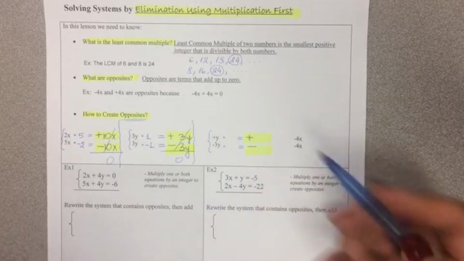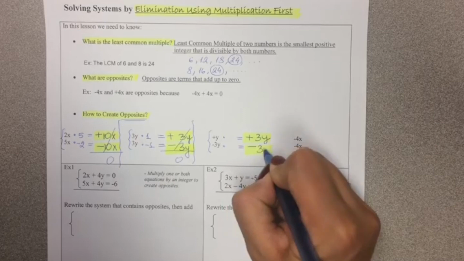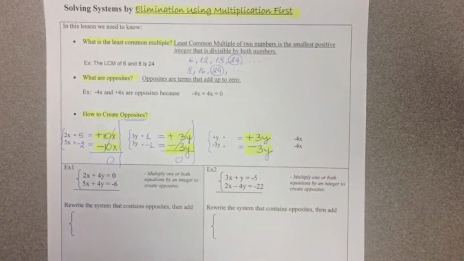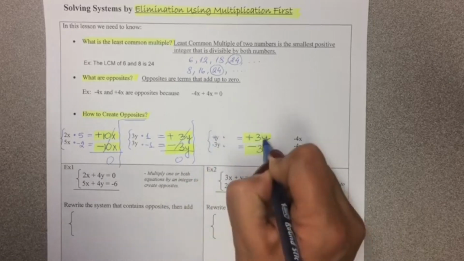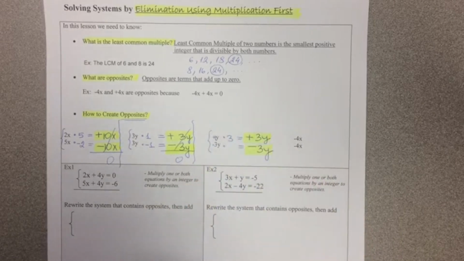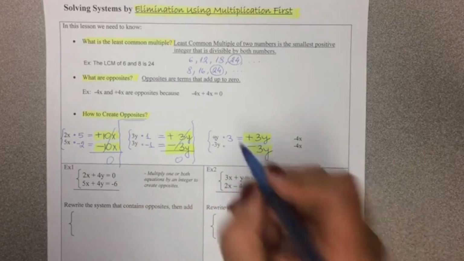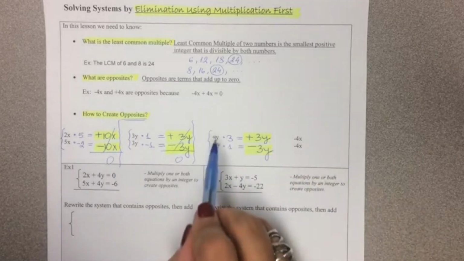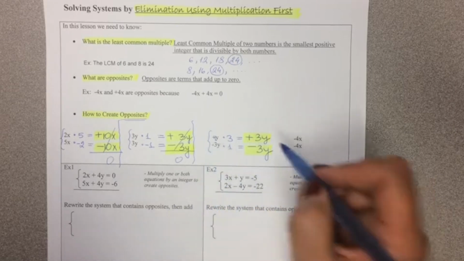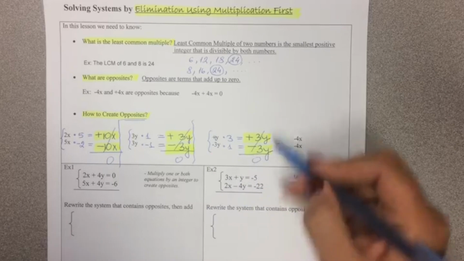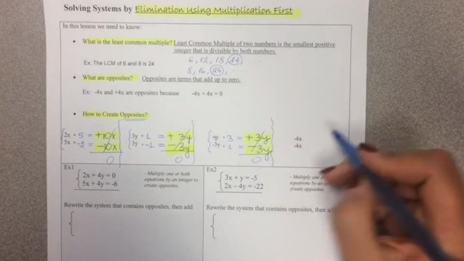1 and 3 will be the common multiple 3, so I can create a 3y and a negative 3y. Question: what should I multiply by 1y to get 3y? Times 3. What should I multiply by negative 3 to get negative 3? 1. So 1 times 3 will be positive 3. Negative 3 times 1 will be negative 3. That will be my opposite. That could eliminate.